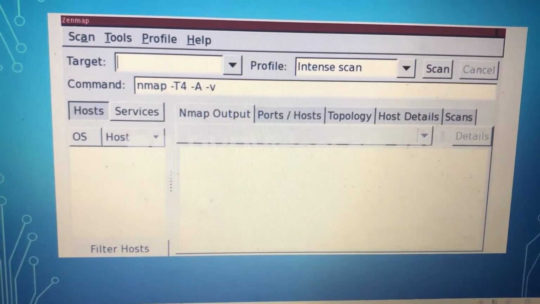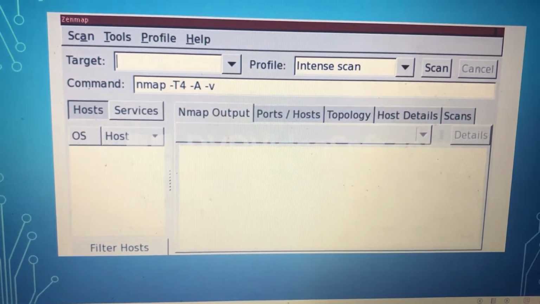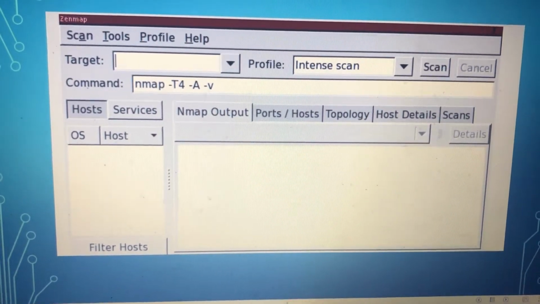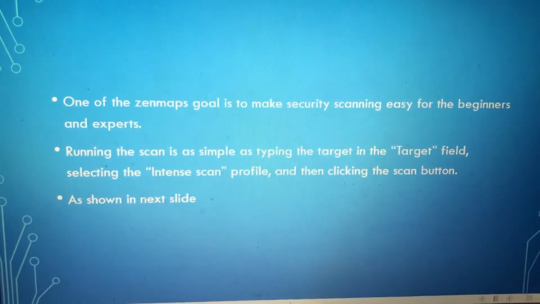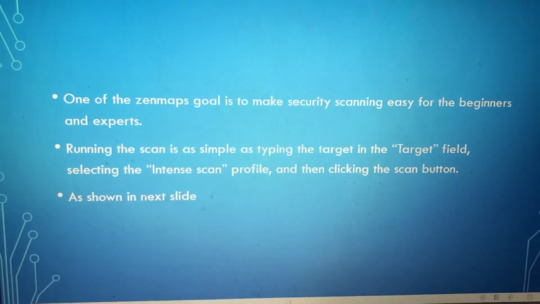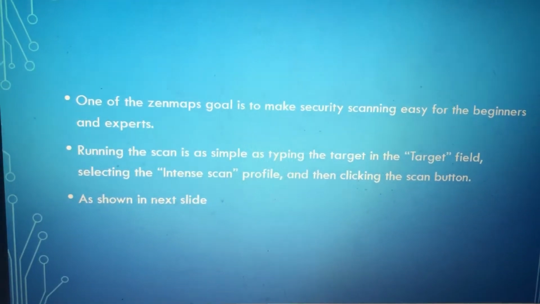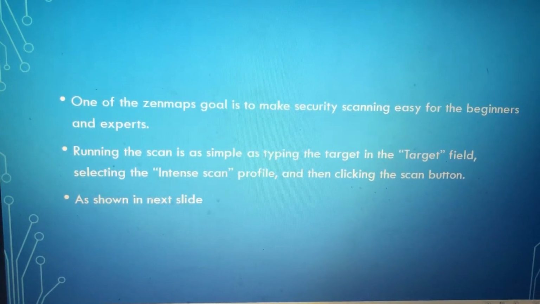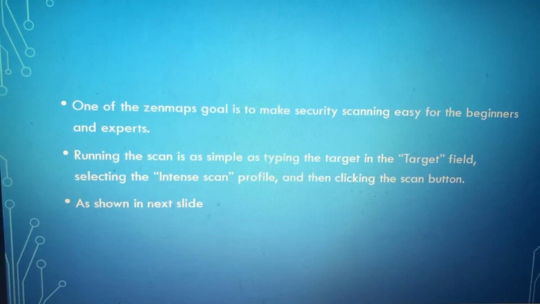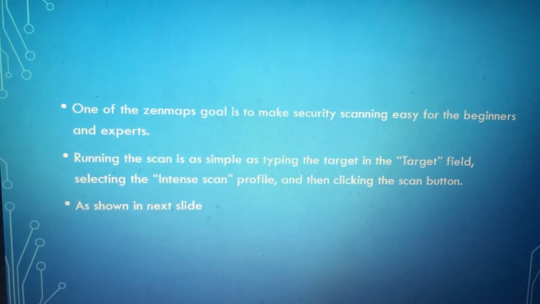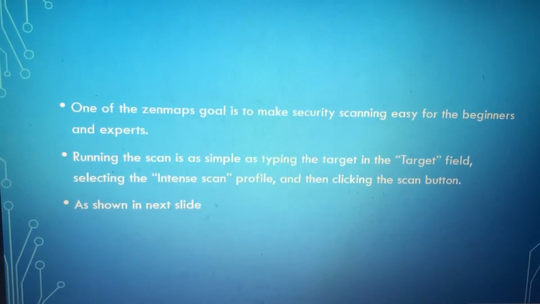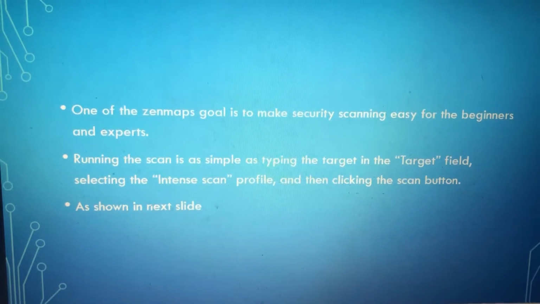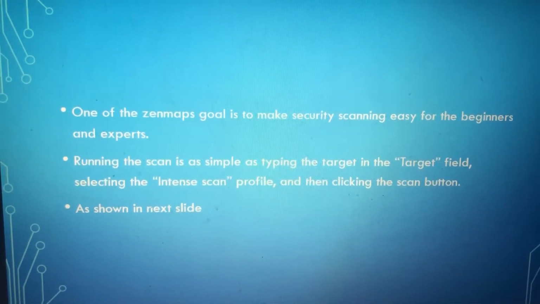This is the screenshot from the laptop when we are going to start ZenMap. One of ZenMap's goals is to make security scanning easy for beginners and experts. Running a scan is as simple as typing the target in the target field, selecting the intense scan profile and then clicking the scan button. It is shown in the next slide.